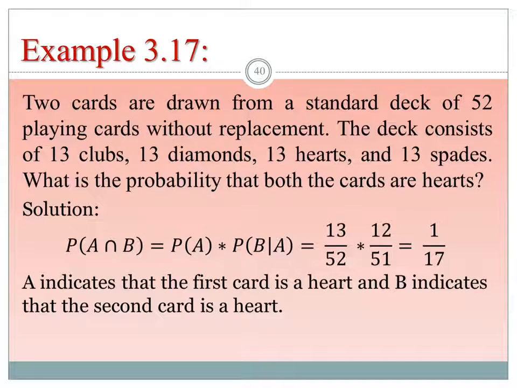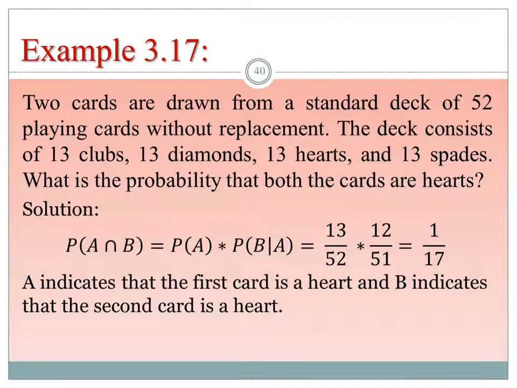Alright, so a simple example: two cards are drawn from a standard deck of 52 playing cards without replacement. Without replacement means that if you pick one card from the 52 cards, then the second time you have to pick one card from 51 cards. The deck consists of 13 clubs, 13 diamonds, 13 hearts, and 13 spades. So what is the probability that both cards are hearts?